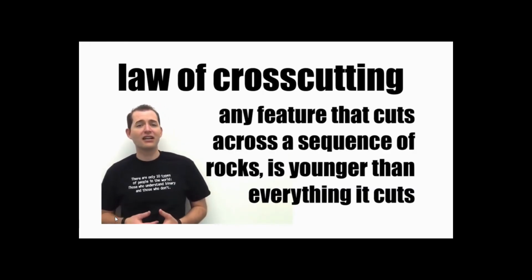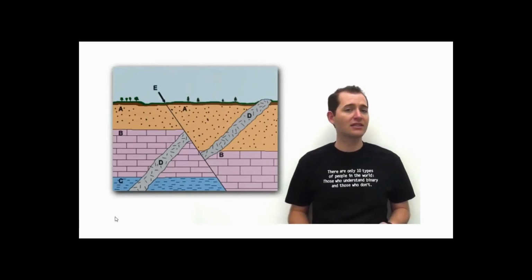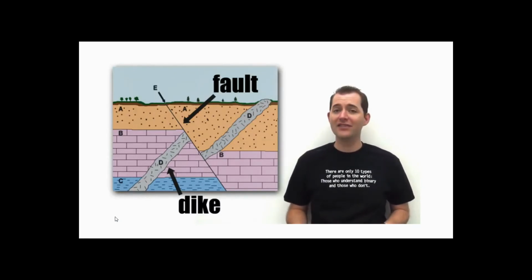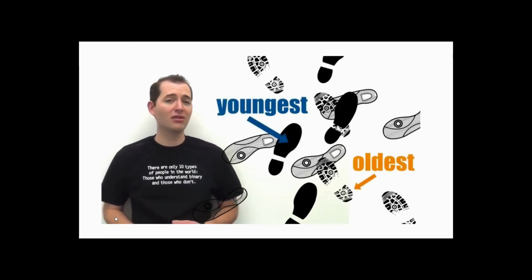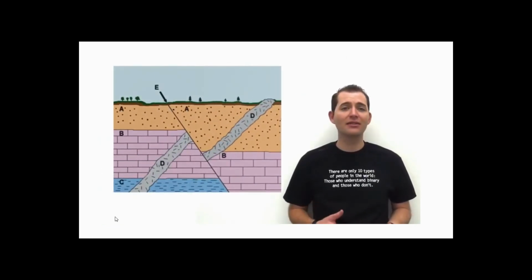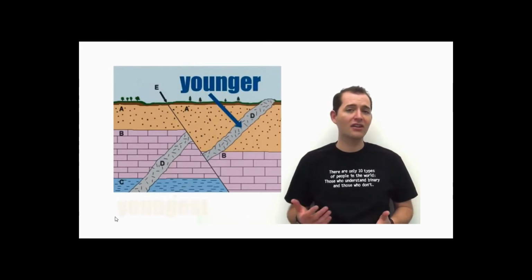Let's now look at the law of cross-cutting. This law states that any feature that cuts across the sequence of rocks is younger than everything it cuts. Some of the features that cut across the rock sequence may be a fault or an igneous intrusion, either a dike or a batholith. And these features are younger than any part of the sequence they cut across. Let's compare the law of cross-cutting to tracks in snow or in sand. In this scenario, the older tracks will be covered by younger tracks. This allows us to determine the relative age of those tracks, where those that are on top or are not covered by anything are the youngest, and those that are covered by the most are the oldest. This is also true with any rock sequence with cross-cutting features. Those features are younger.